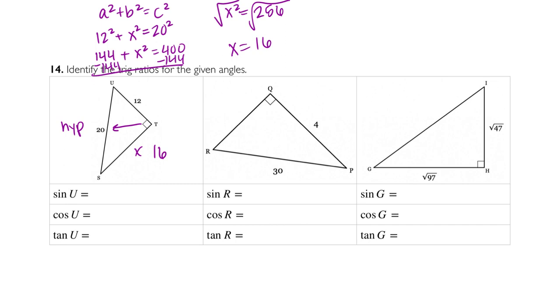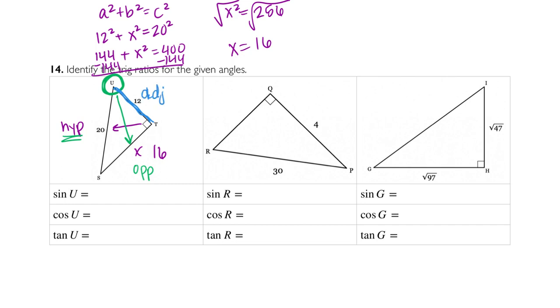Okay, so now we're just going to state these ratios. We're asked to find the sine of angle U. First I have to decide where angle U is. I already know which side is the hypotenuse. The side that is across from angle U is called the opposite, so you always want to label these sides. And then the side that is touching angle U is called the adjacent.